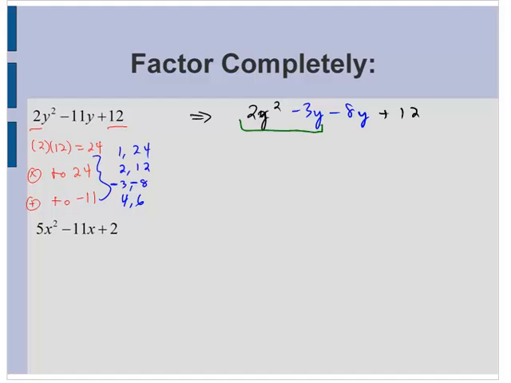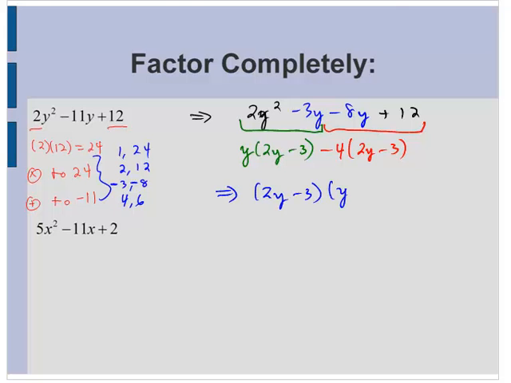Grouping. 2y squared minus 3y have a common factor of y, so I'd have y by 2y minus 3. And then minus 8y plus 12. Now remember, you take the sign of the third term, so negative, and the common factor between 8y and 12 is 4, so negative 4 by 2y minus 3. And so this factors completely as 2y minus 3 by y minus 4. And again, like with all of these, you can check your work by multiplying it back out. Alright, why don't you pause and try the next one on your own.